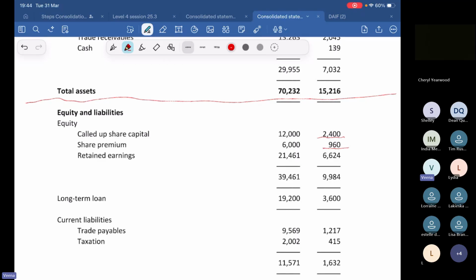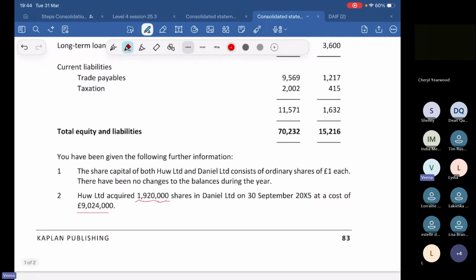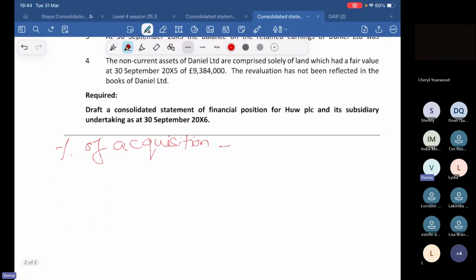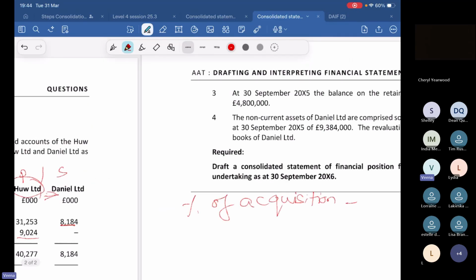Now they have said they have paid 9,024, ignoring the thousands here. They have acquired 1,920,000 shares at a cost of 9,024,000. Again, what cost? I don't look at it first of all. First, I always look at the percentage of acquisition. So let us look at that. The percentage of acquisition is how many shares they have acquired.